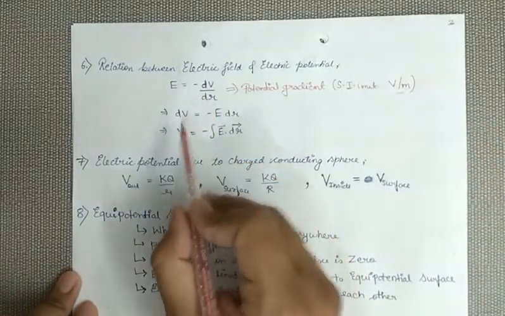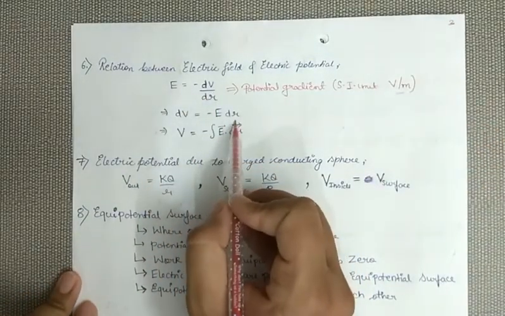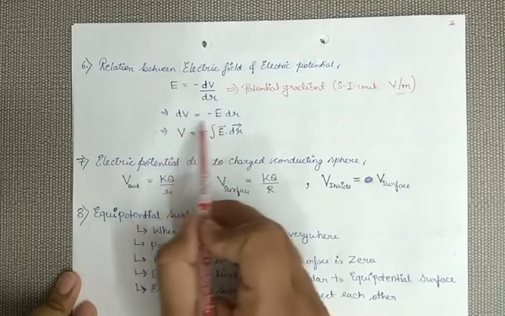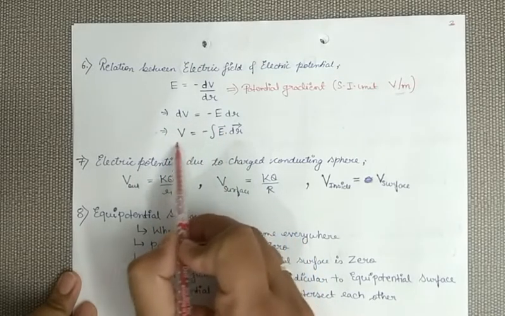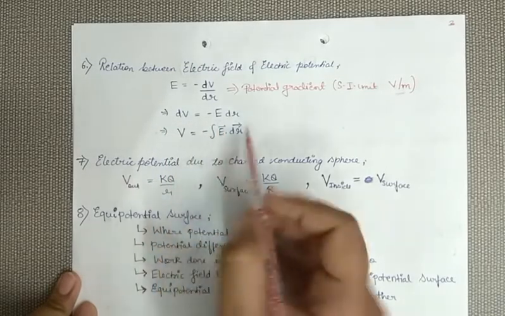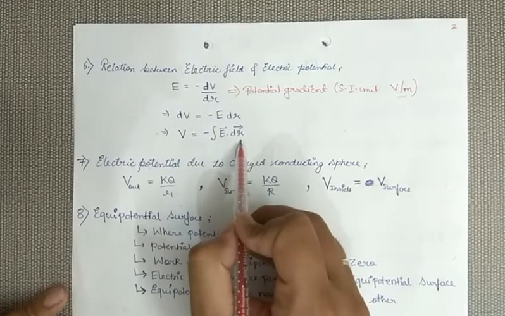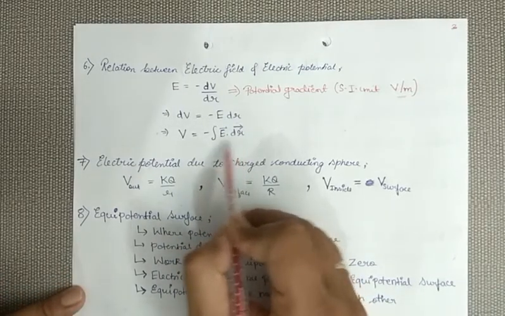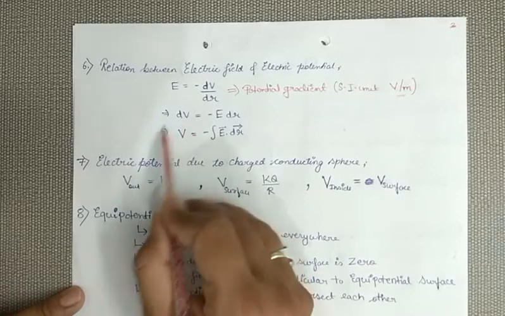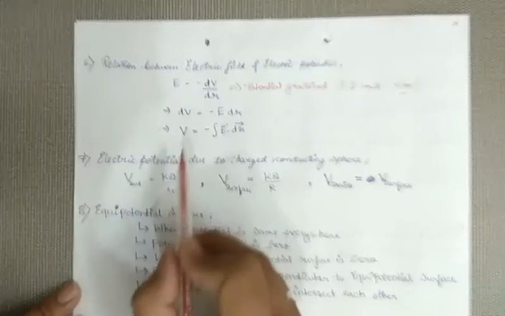So with some rearranging, dV will be minus E dr. So on integrating both sides, this dV will become V. So the total potential is minus integration of E dot dr, because the dot product of two vectors is itself a scalar, and as I told you, potential is a scalar quantity.